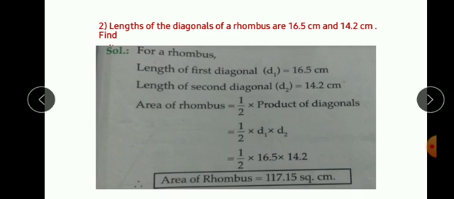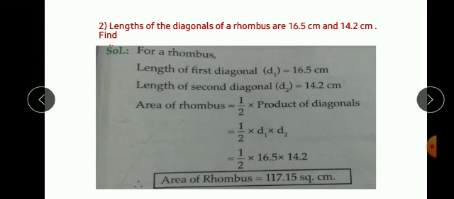So after calculation we have area of a rhombus equal to 117.15 square centimeter. In this way, put the length of first diagonal and second diagonal in the area formula and calculate, and area of rhombus is 117.15 square centimeter. So second sum is also over, children, and in this way practice set 15.2 two sums we have done.